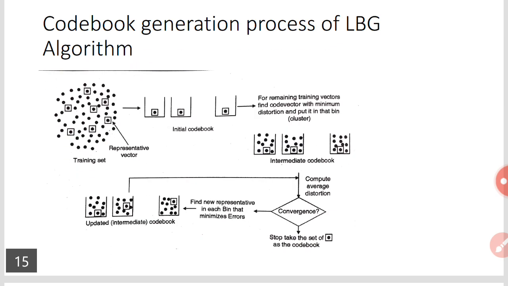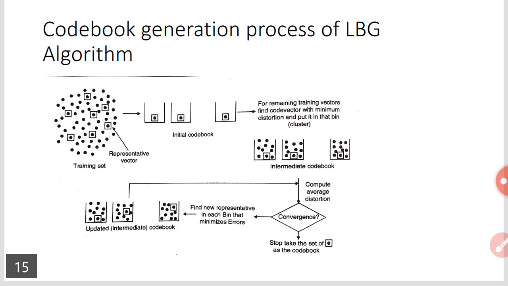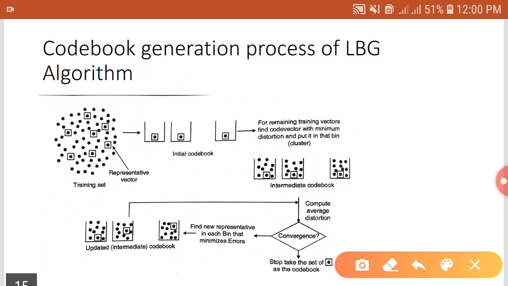Now this is the graphical representation of the codebook generation process of the LBG algorithm. Here, as you can see, there is a large number of training vectors represented by dots. From those training vectors, representative vectors or code vectors are randomly selected. In the figure, the representative vectors are denoted by squares, as you can see here.